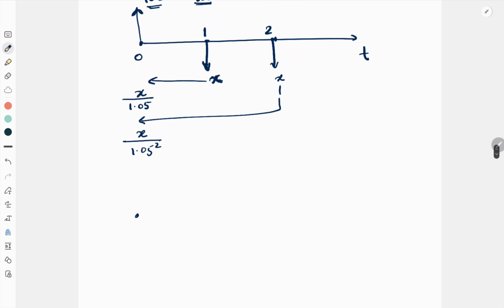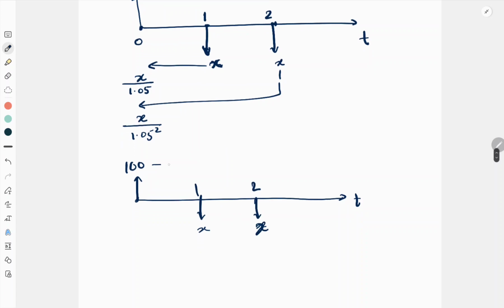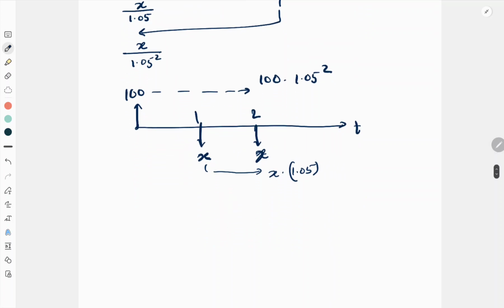So let's draw another diagram here rather than complicating the first one. 100, x, x, at times 0, 1 and 2. I want to bring all the money to time 2. So this 100 comes here as 100 times 1.05 square. This x here comes as x times 1.05, and the second x remains as x. Whichever way you look at it, let's look at the second approach, where I bring all the money to the final point here.